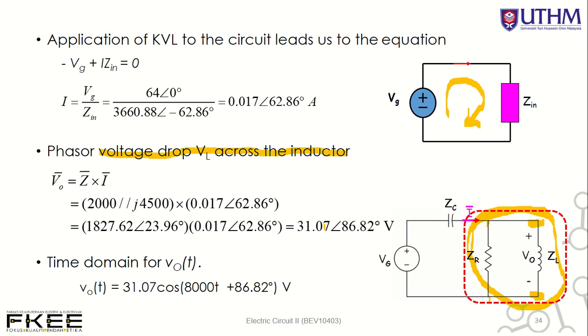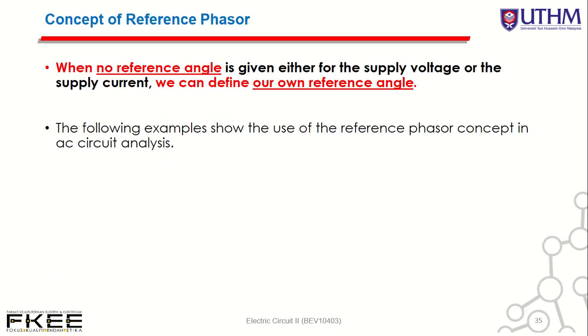In polar form, you can then convert to the time domain: same magnitude, same phase angle, and same angular frequency. We use a cos. Okay, clear?